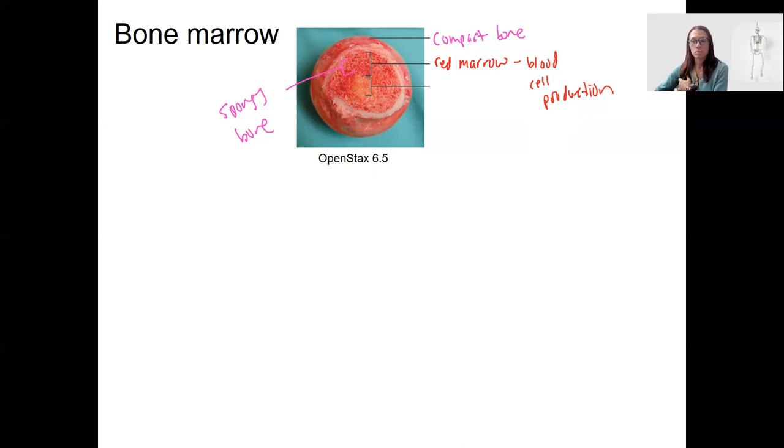And it's really important. Your body is making new red blood cells because they don't live that long, the red blood cells especially, because they don't have a nucleus. Always making new red blood cells and making new white blood cells to respond to different diseases. Then there is yellow marrow. This is fatty. This is basically a fat storage.